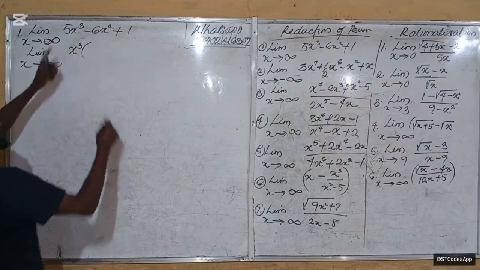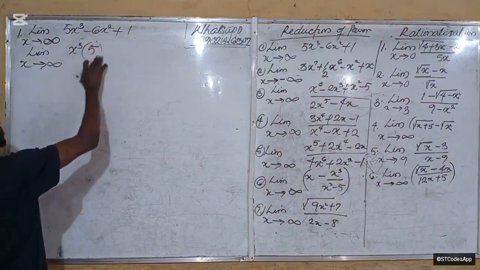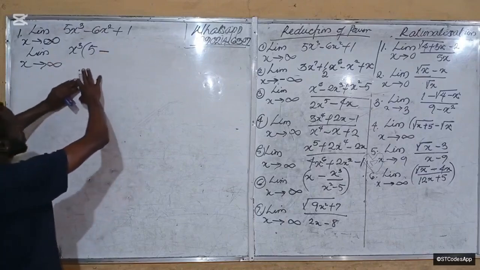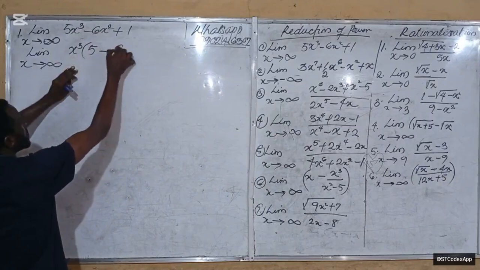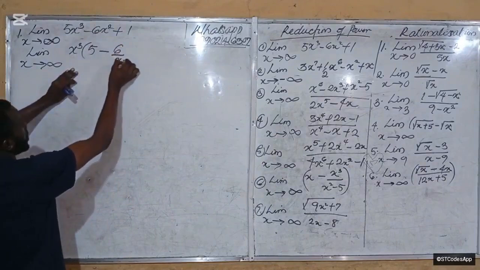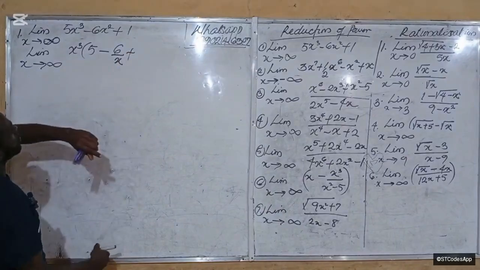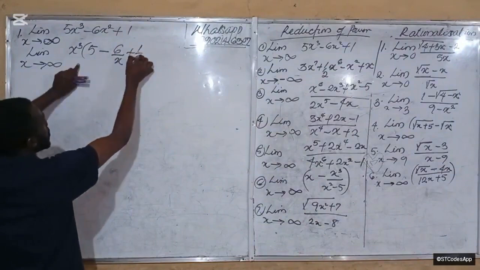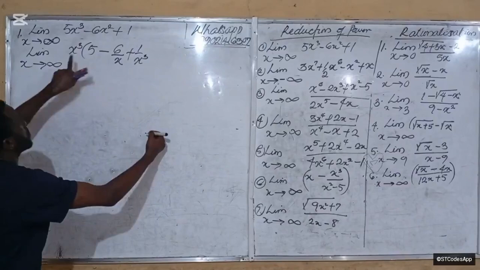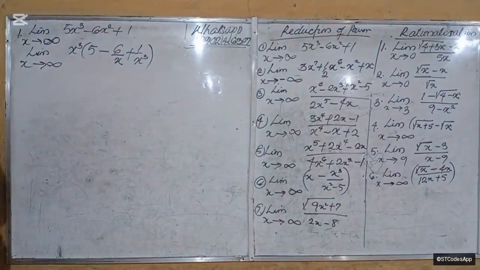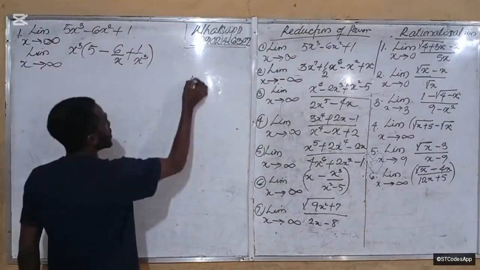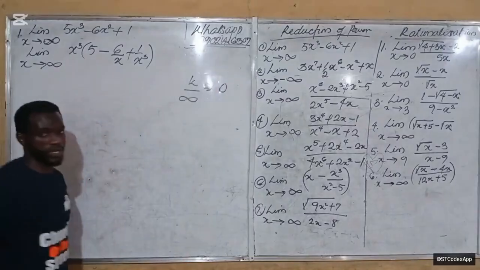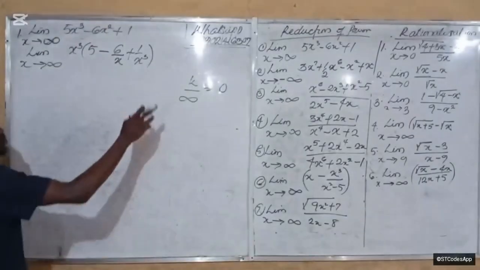We factor this guy out so that we have 5 alone here, minus, what can we use to multiply this guy that will give us this guy? That's going to be 6 over x plus 1 over x cubed, so that by the time you open the bracket, you're going to get 1. So recall that a constant over infinity is going to give you 0. Okay? A constant over infinity will give you 0.